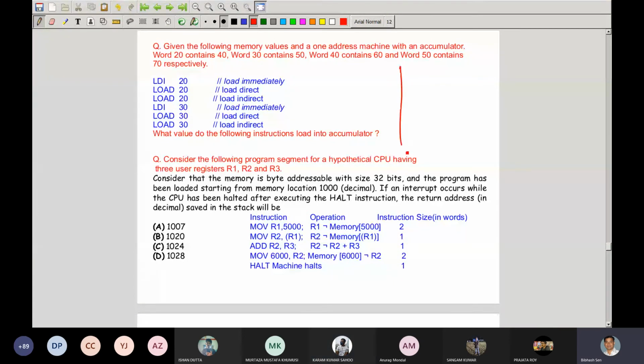First, I have to solve it in this way. I'm writing it. Given the following memory values and a one address machine, remember this point, it is a one address machine with an accumulator. Word 20 contains 20, with an accumulator, memory and accumulator. So I think the architecture is just like this.